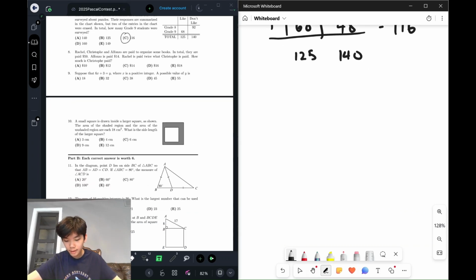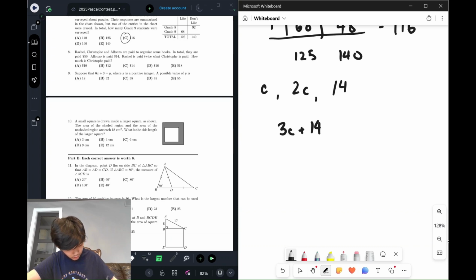In question 8, Rachel, Christoph, and Alfonso are paid to organize books. They're paid $50 in total. Alfonso's paid $14, and Rachel is paid twice what Christoph is paid. So let's let the value Christoph be paid is C. Then Rachel gets 2C, and Alfonso gets 14. In total, they get 50, so we have that 3C plus 14 is 50. 3C is equal to 36, so Christoph is paid $12. This is answer choice B.